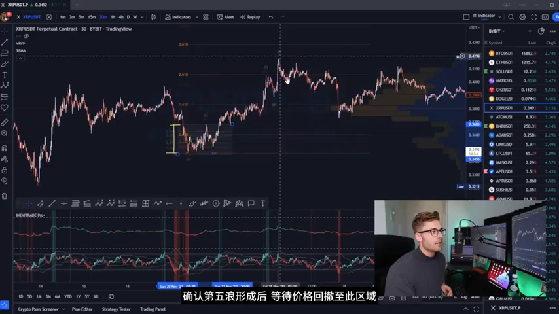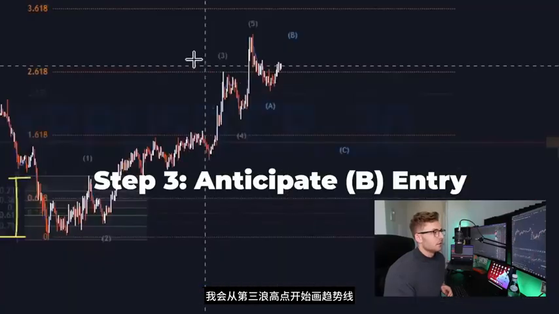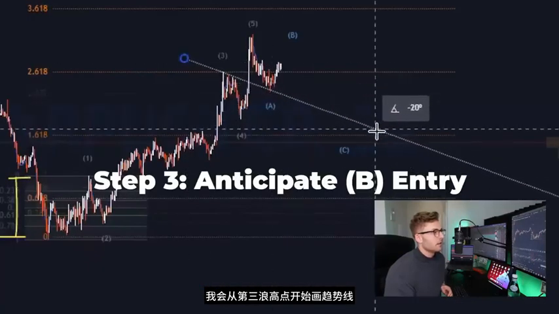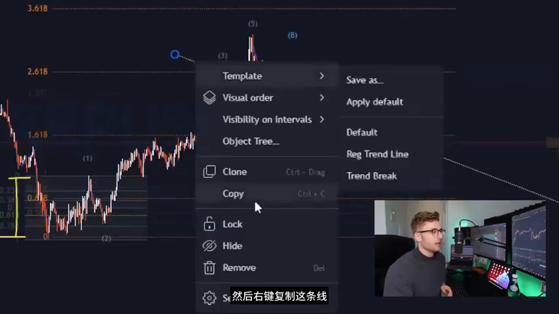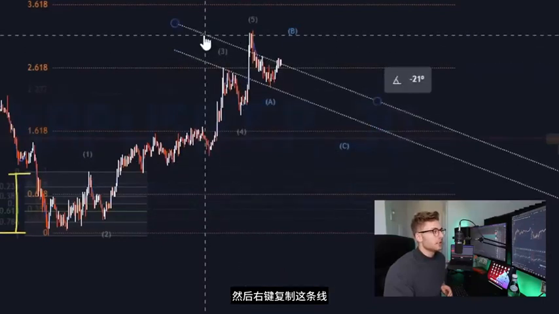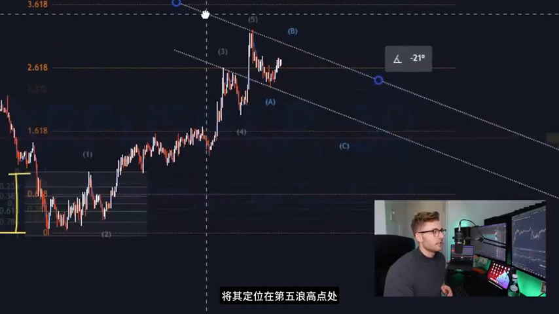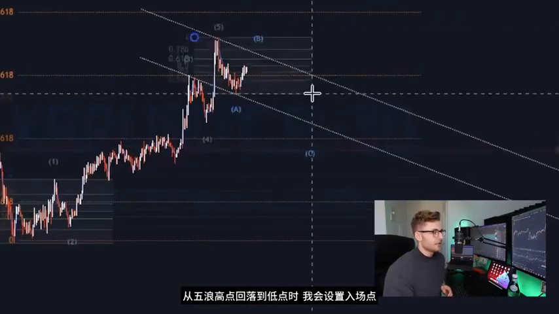The next thing that I want to do, once I've confirmed that my wave 5 is here and we get a pullback to this region, is click a trend off of the high of 3 right here down to the low of A. This is going to give me a channel of price action to follow. Then I'm just going to clone this up by right clicking on it, put this at the high of 5 right here. I'm going to click at my high of 5 down to the low of A.